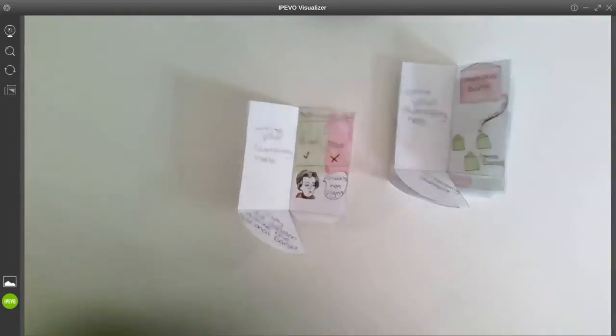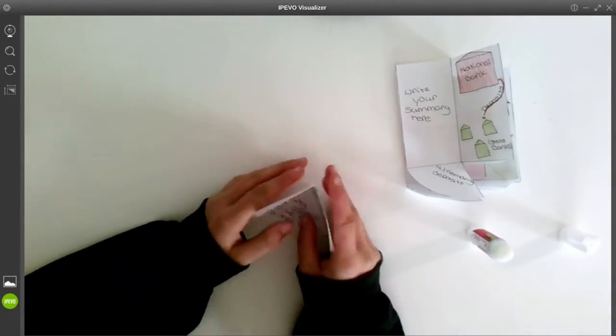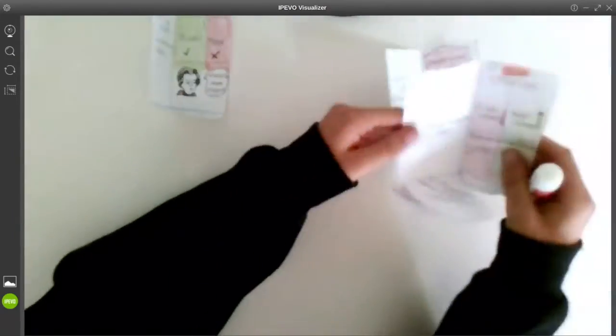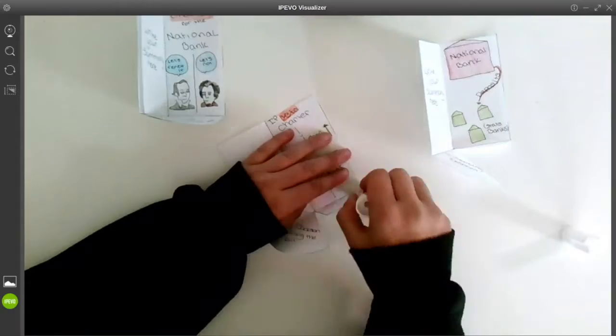Once you've completed these steps, take your glue stick and put glue on the small flap that is on the bottom right-hand side. Bring the left-hand side over it. Repeat this step for all of your pages.